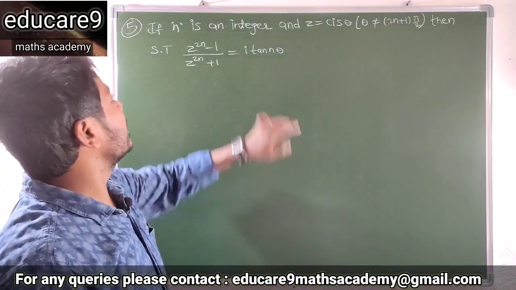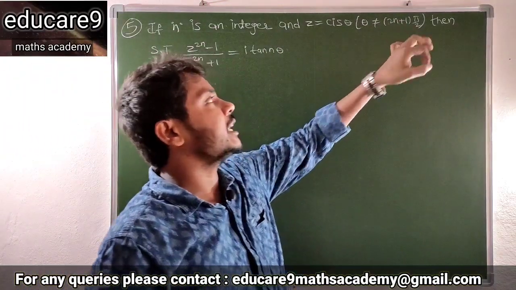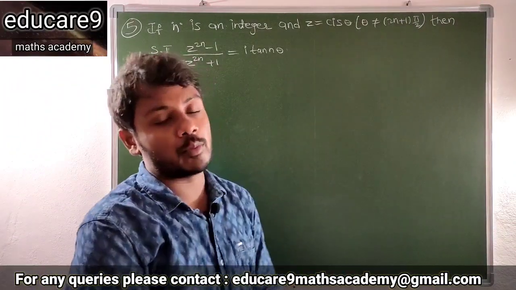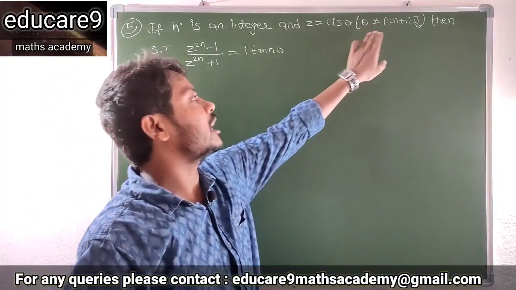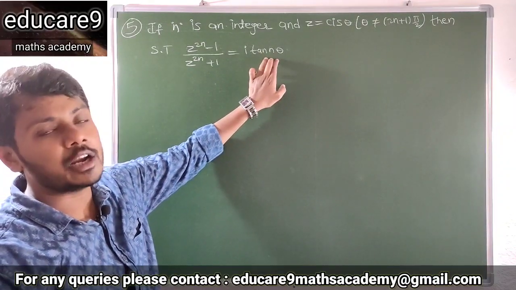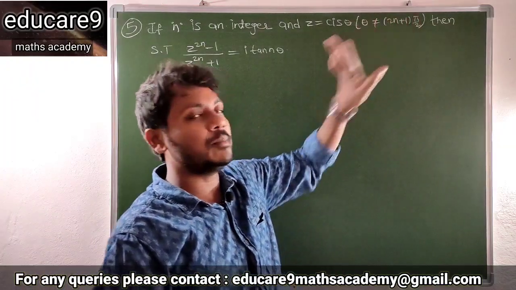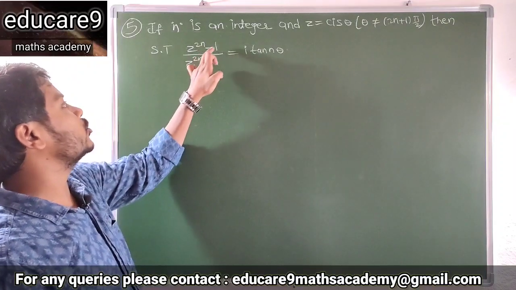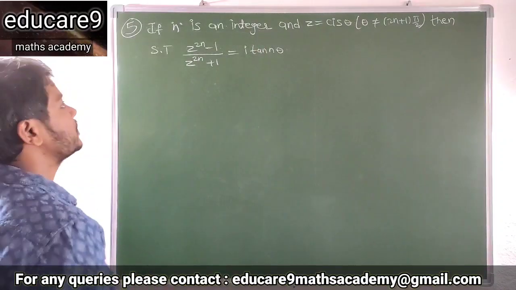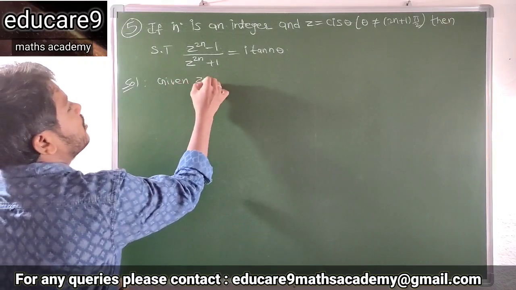So see the question number 5. If n is an integer and z is equal to sec theta, where theta is not equal to (2n + 1) pi by 2, that is theta is not equal to odd multiples of pi by 2. If theta is equal to odd multiples of pi by 2, then you will get tan of odd multiples of pi by 2, that is undefined. So that's why here theta is not equal to odd multiples of pi by 2. Then show that (z power 2n - 1) by (z power 2n + 1) is equal to i tan n theta.